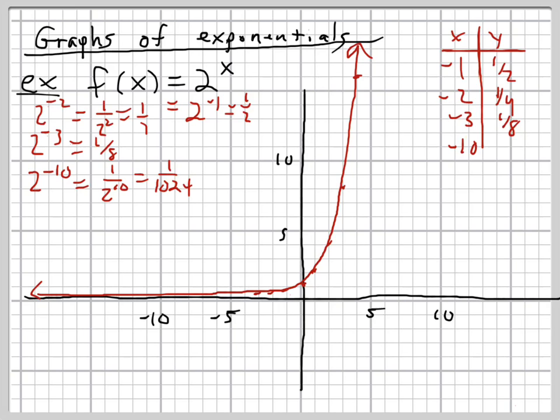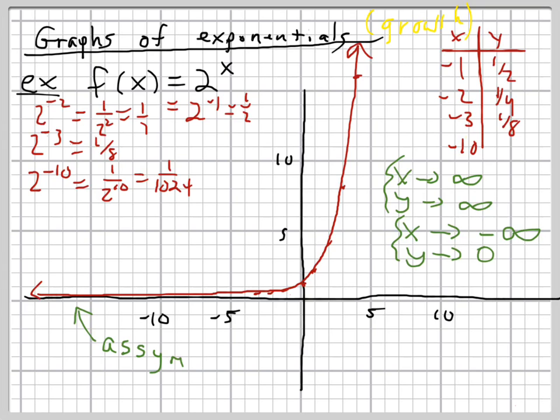Okay, so I'm going to call this kind of like our parent function of exponential, what we're going to call growth. We're going to call this exponential growth because as x gets bigger, in this case, y gets bigger. So as x goes to infinity, y goes to infinity. But also, let's see what happens on the other side. As x goes to negative infinity, what does y go to? Yeah, 0, right? What do we call this when it gets closer and closer, but in this case doesn't touch? Yeah, we call this an asymptote.